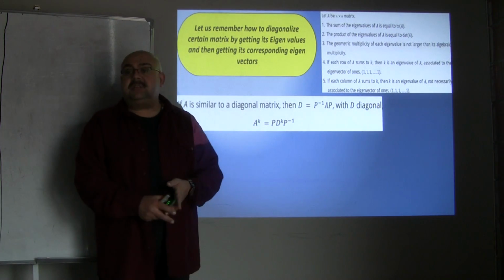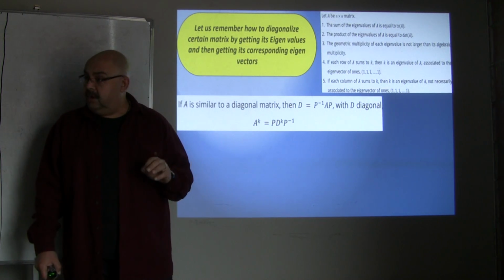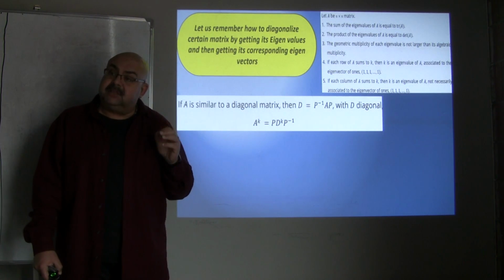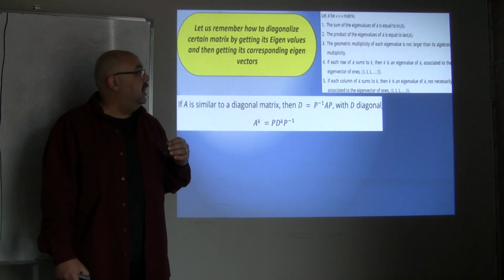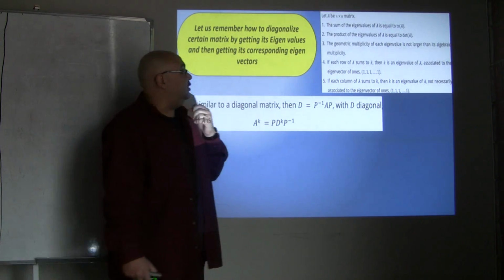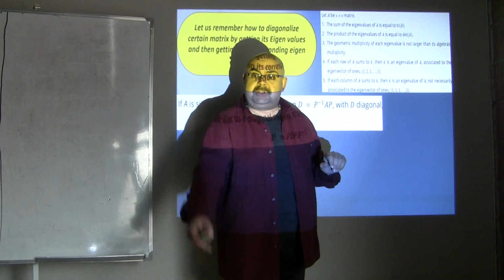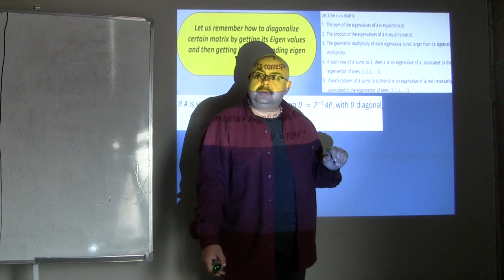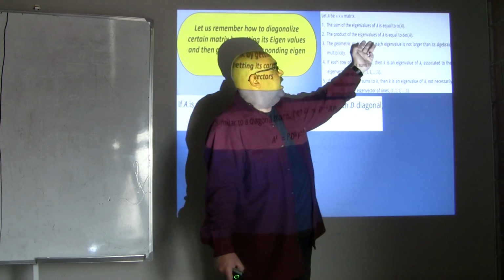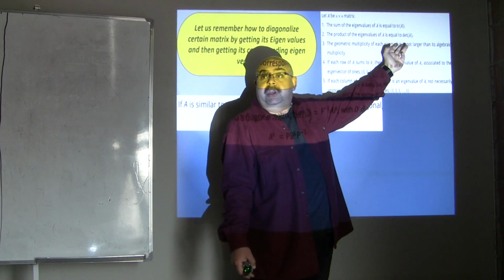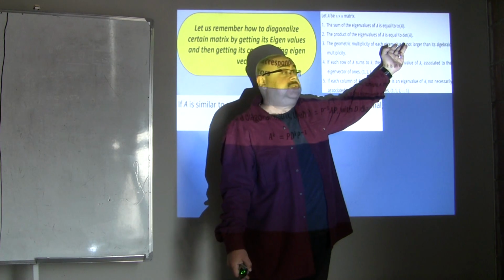Okay, let us remember how to diagonalize matrices. These are some of the propositions we can rely on in order to get a diagonalization of a matrix, or to get the eigenvalues or eigenvectors of a matrix. Remember the sum of the eigenvalues of A is equal to the trace. What's the trace? Once more, it is the elements on the principal diagonal. The product of the eigenvalues of A is equal to the determinant of A, which becomes really handy when you try to find the eigenvalues.